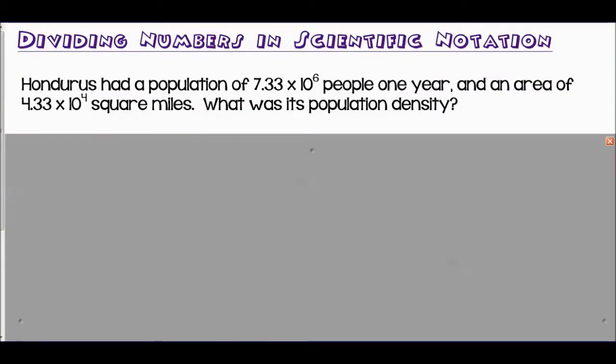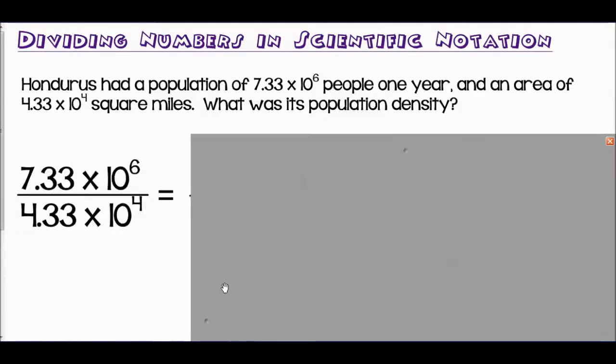Now, dealing with this in scientific notation, here's an example. Honduras had a population of 7.33 times 10 to the 6th power people one year. And it had an area of 4.33 times 10 to the 4th square miles. So what was its population density? So you're wanting to see how many people per square mile. So you can set that up as a division property. I'm splitting up the population over the square miles.